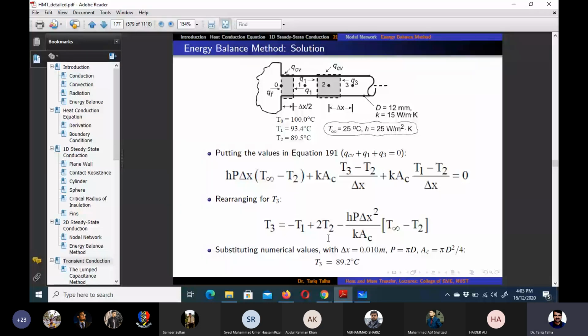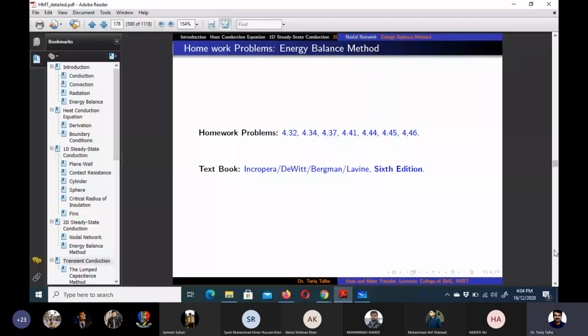Numerically we can build the physical interpretation. Due to the finite thermal conductivity of this fin, the temperature should decrease as we move along the fin towards the tip, right? That is what we have seen here, that its value is 89.2 degrees centigrade. These are some of the problems which you need to do at your own time. They are from chapter 6 of the 6th edition of the Incropera book.